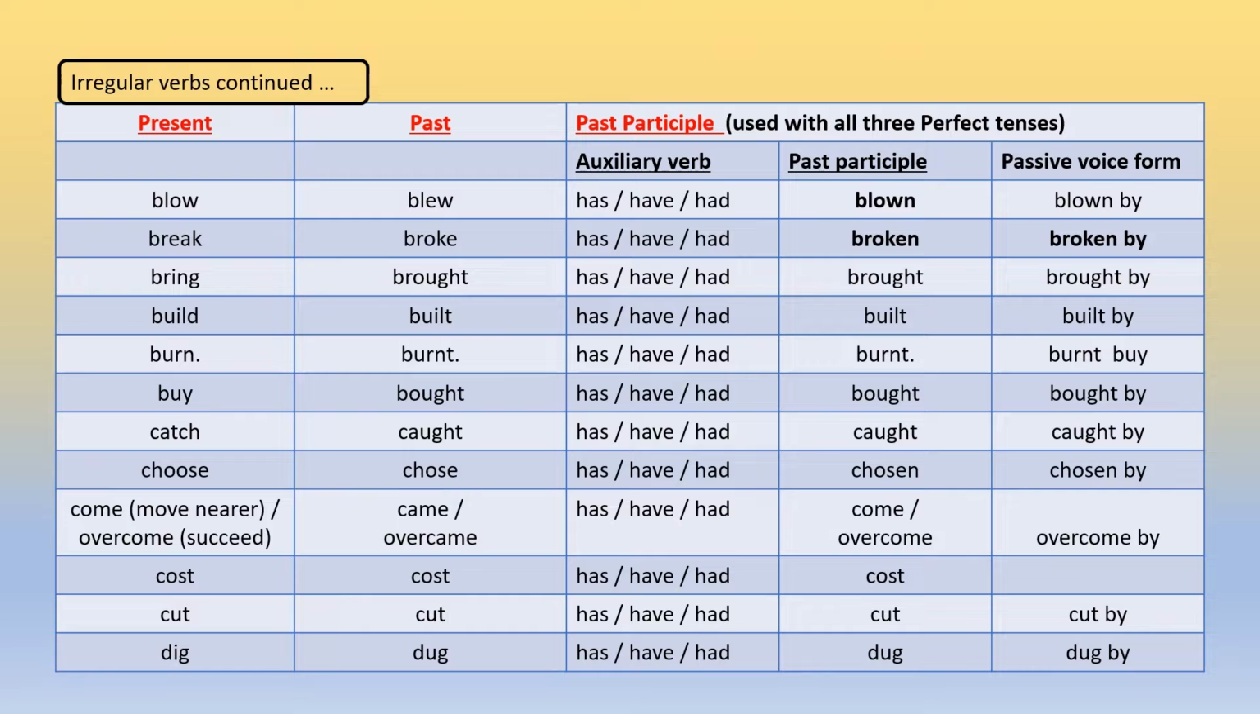Irregular verbs continued. Now we have our columns here again: present, past, past participle, and the past participle is broken up here into 3 columns. Let's start with blow. Blow, blew, has, have, or had blown, blown by. Now the idea is not to read everything for you. You need to work your way through it and try to memorize, but there are a few things we just want to highlight here. Break, broke, has, have, or had broken, broken by.